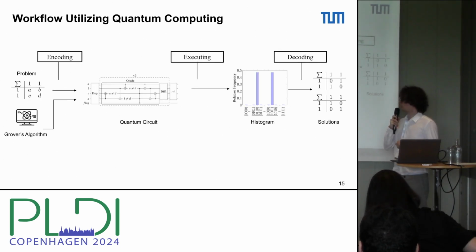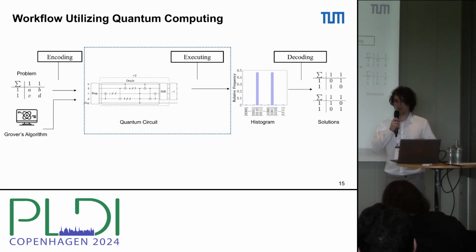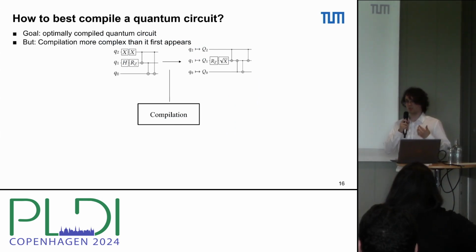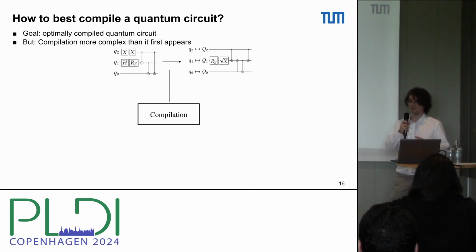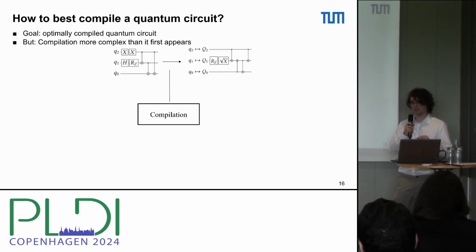Now, returning once again to the workflow, there's another area where end users might need support, and that's in executing a quantum circuit. Typically, you can't just run a quantum circuit, you need to compile it first. And that begs the question, how can we actually optimally compile a quantum circuit? That's actually a quite difficult question that many have looked at.